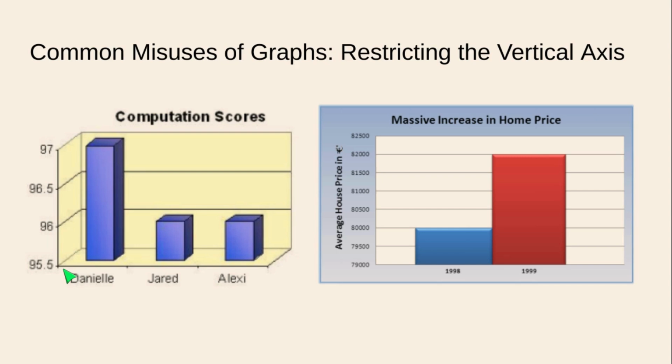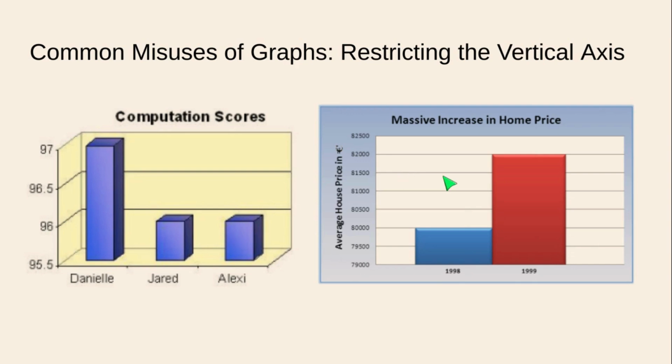All right, and that may be mathematically accurate, but if you were to have a y-axis go from whatever the failing grade is, say 59.5, all the way up to 100%, these bars would be at exactly the same height pretty much, with a very minor difference, of course. And we would say, oh, Danielle, Jared, and Alexi all did about the same on the test, okay? That would be an honest graph.